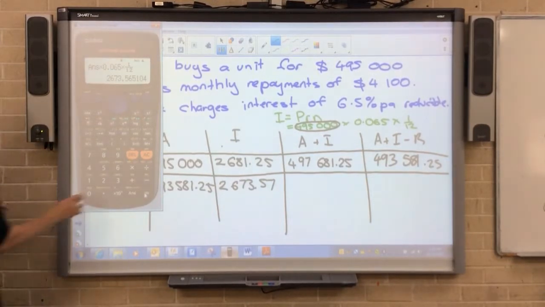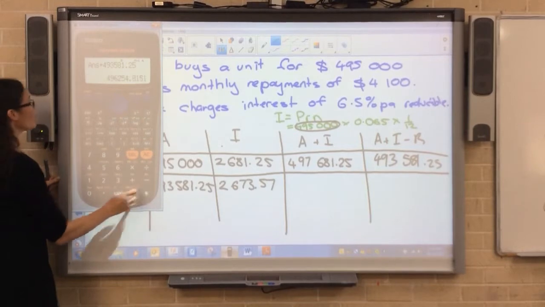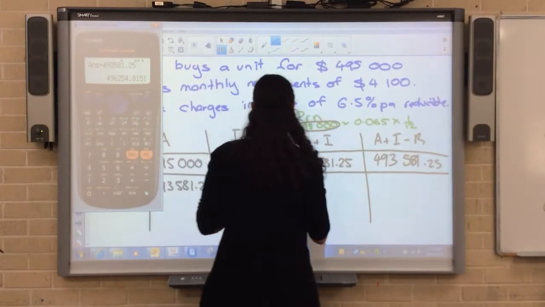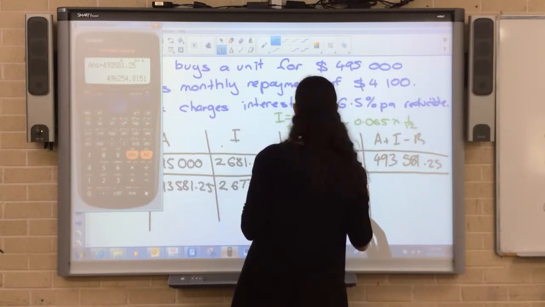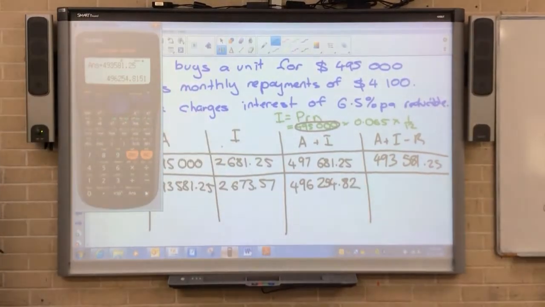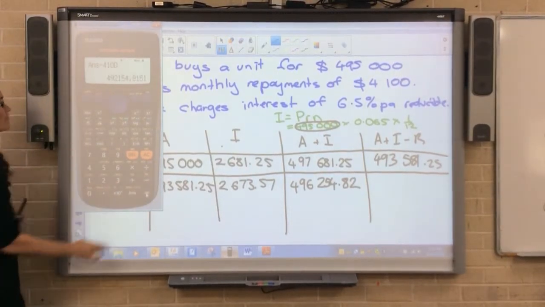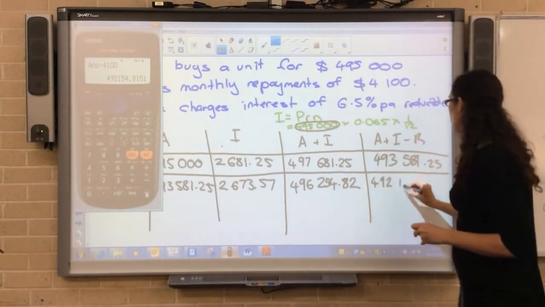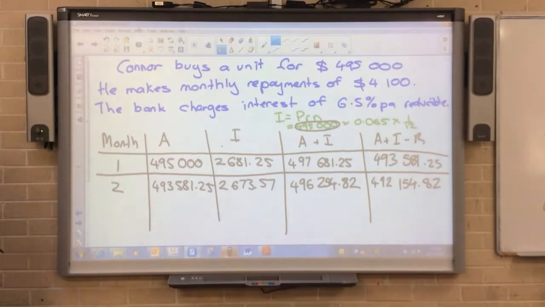Add that on to the amount of money we already owed. And now we're back to owing the bank $496,254.82. What happens then? Minus 4,100. Minus 4,100, he's making, I don't know, a very big repayment because he's working hard to get rid of this loan. That gives 492,154.82.